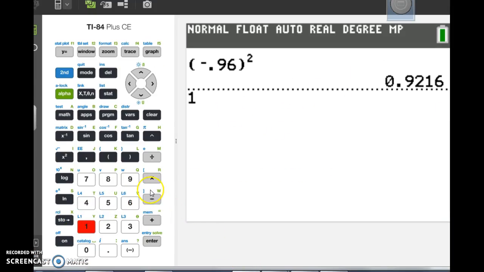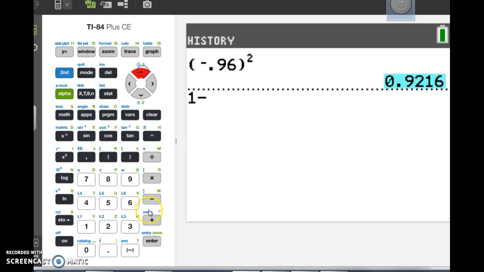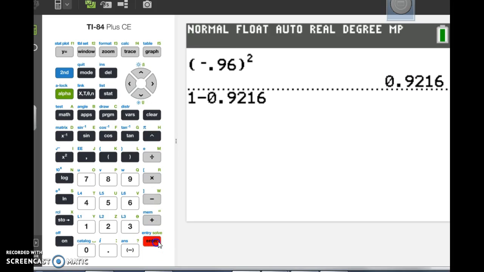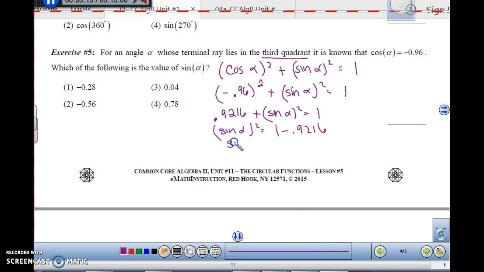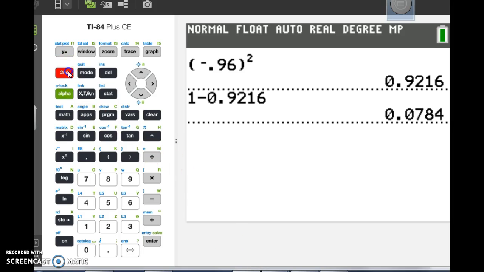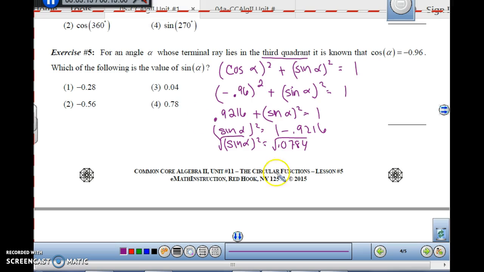1 minus this, which is 0.0784. Sine alpha squared equals 0.0784. And then to solve it, we have to take the square root of both sides. All right, so I take that answer and I take its square root. Enter. I get 0.28. So sine of alpha will be 0.28.